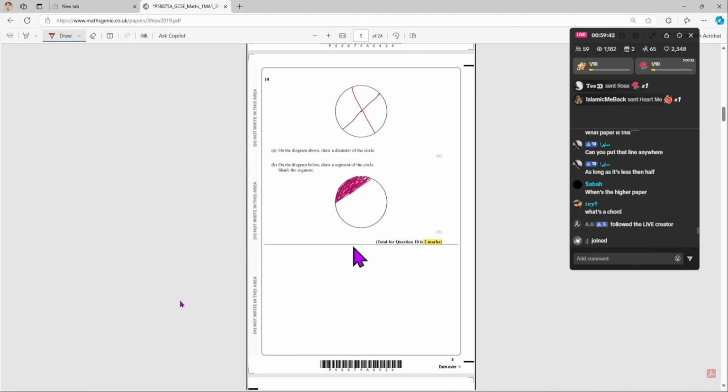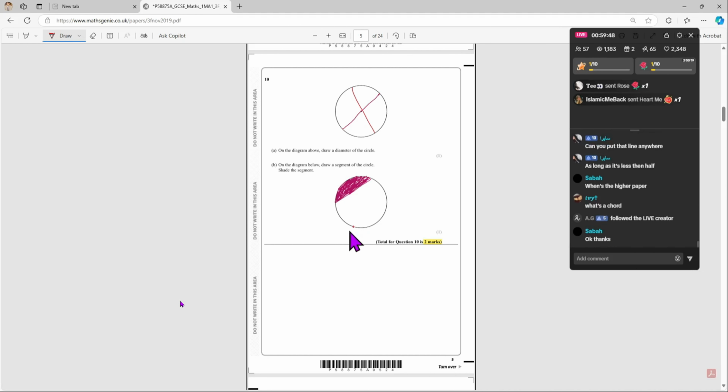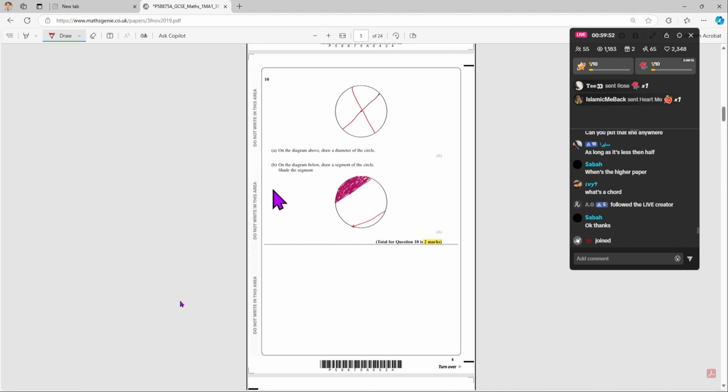What's a chord? So a chord is inside a circle and it goes from one point of the circumference to another point. And then this joins together like this. That's a chord, okay?